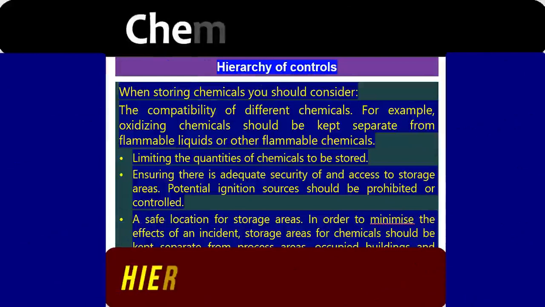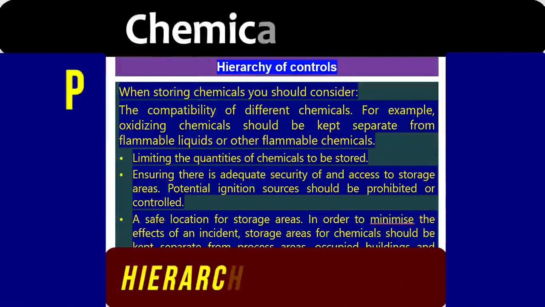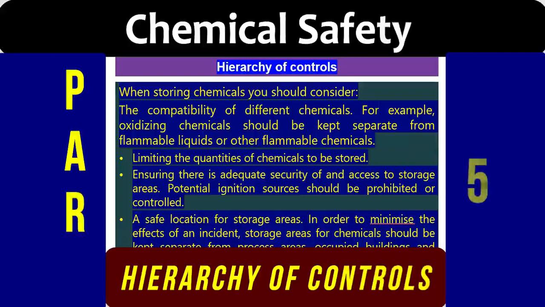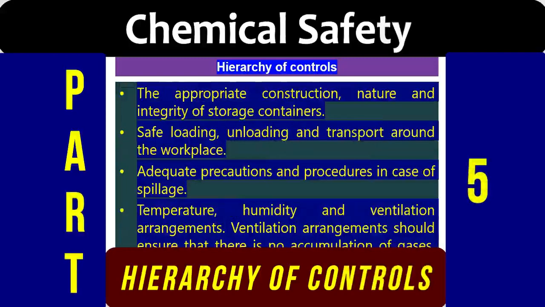Number three, a safe location for storage areas. In order to minimize the effects of an incident, storage areas for chemicals should be kept separate from process areas, occupied buildings, and other storage areas. Number four, the appropriate construction, nature, and integrity of storage containers.